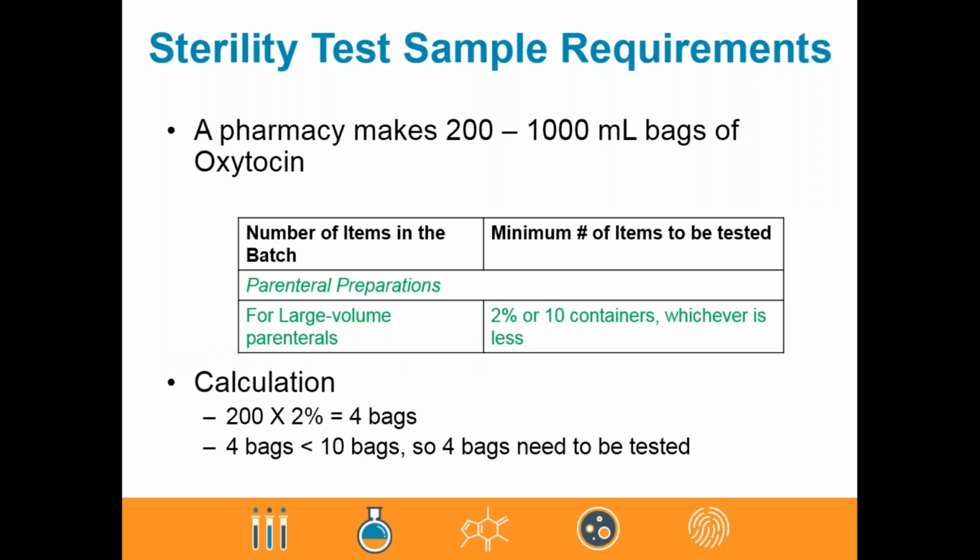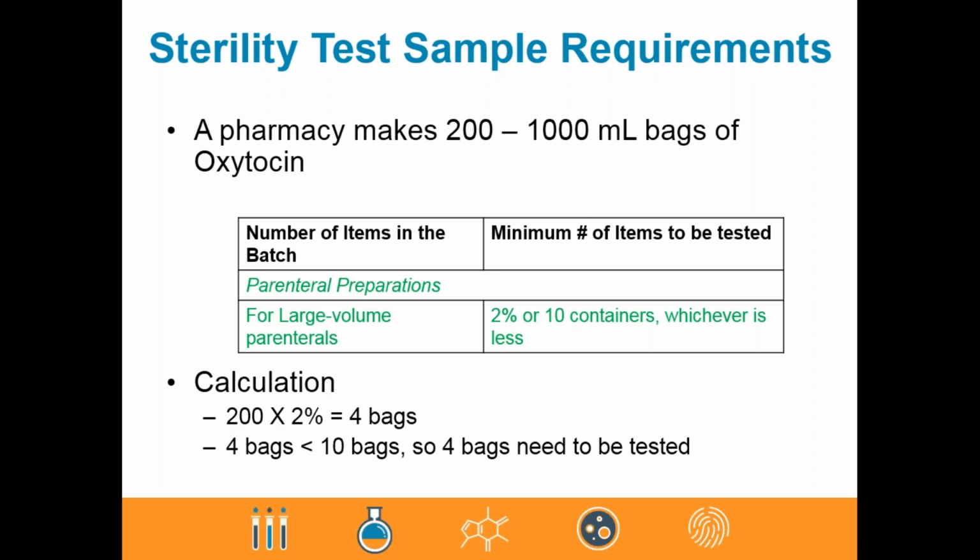In this case, the pharmacy makes 200 1-liter bags of oxytocin. So again, starting on the left side, you move down the table, you find large volume parenterals. You want to define that for you guys who may not know. USP Chapter 1 defines a large volume parenteral as a container containing and labeled as containing greater than 100 mils. So in this case, for a 1-liter bag, it's a large volume parenteral.